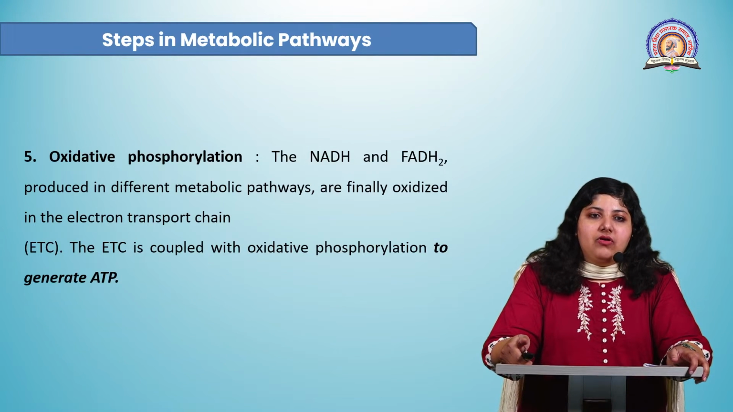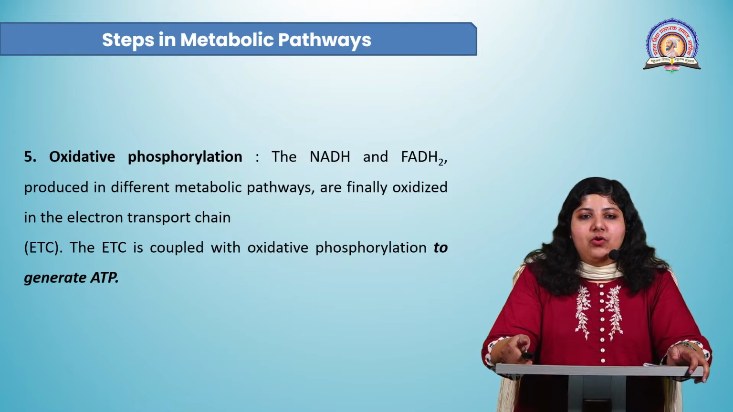Next step is oxidative phosphorylation. The NADH and FADH2 molecules produced in different metabolic pathways are finally oxidized in the electron transport chain, also known as ETC. This electron transport chain is coupled with oxidative phosphorylation to produce ATP.